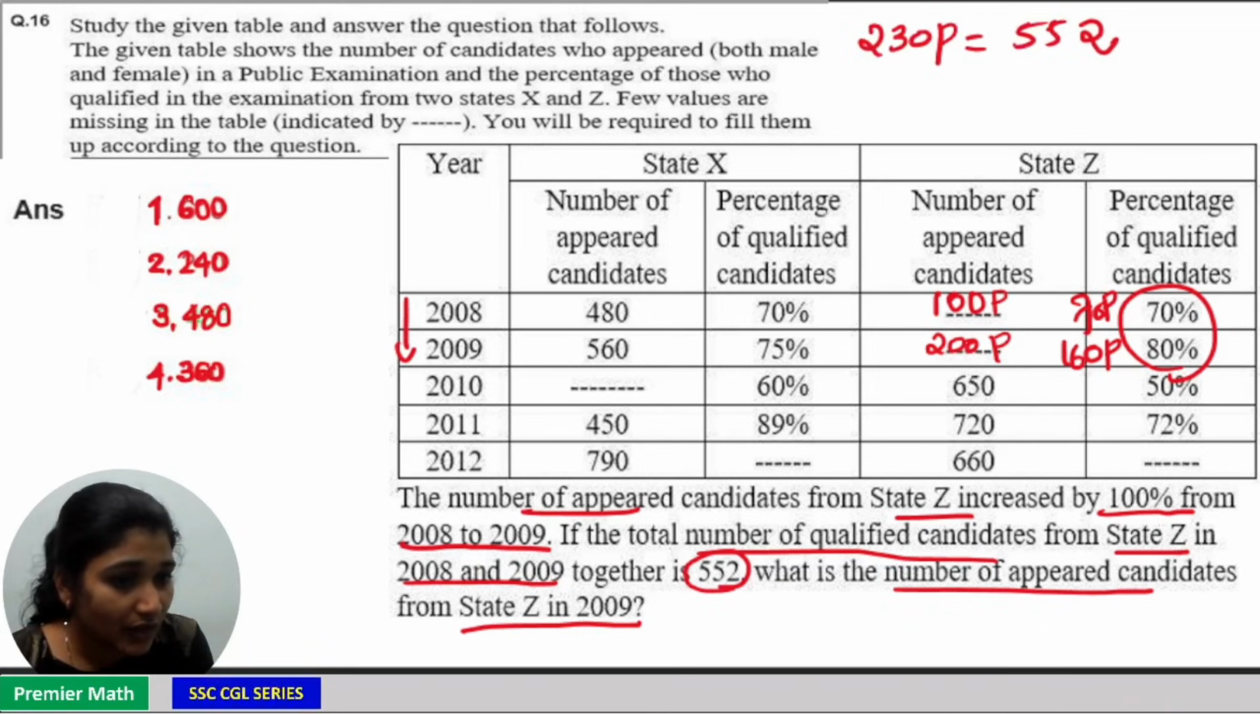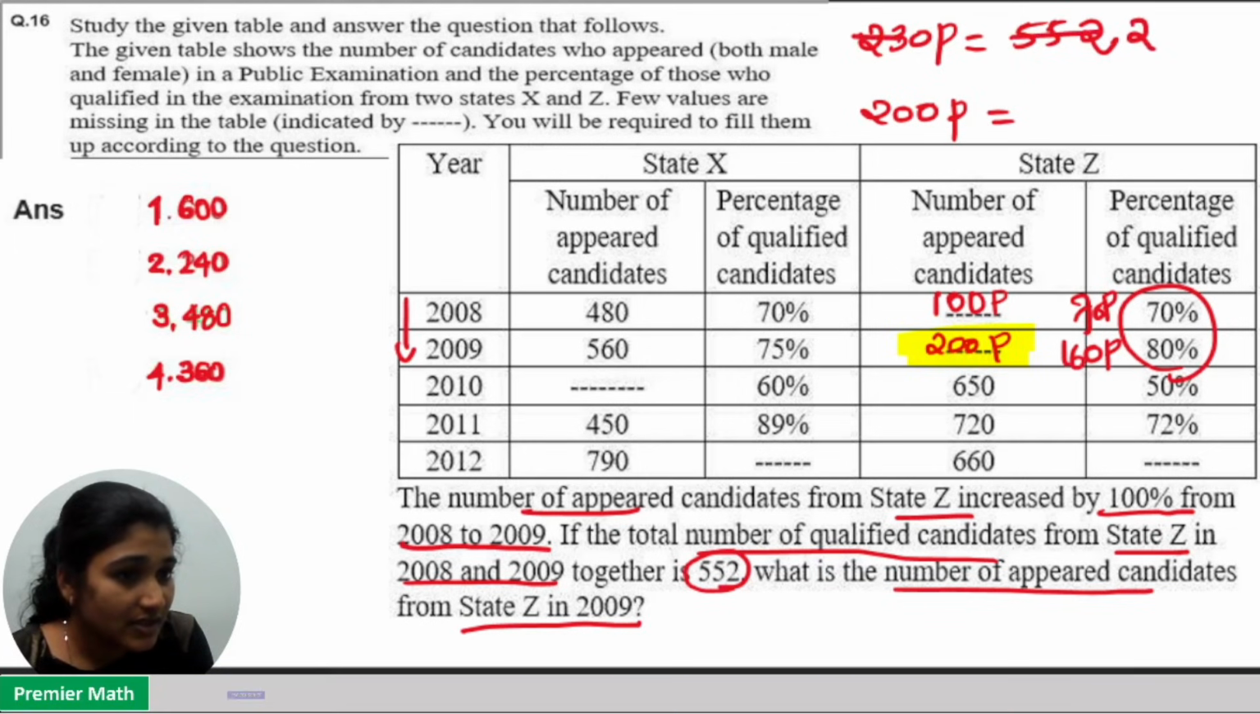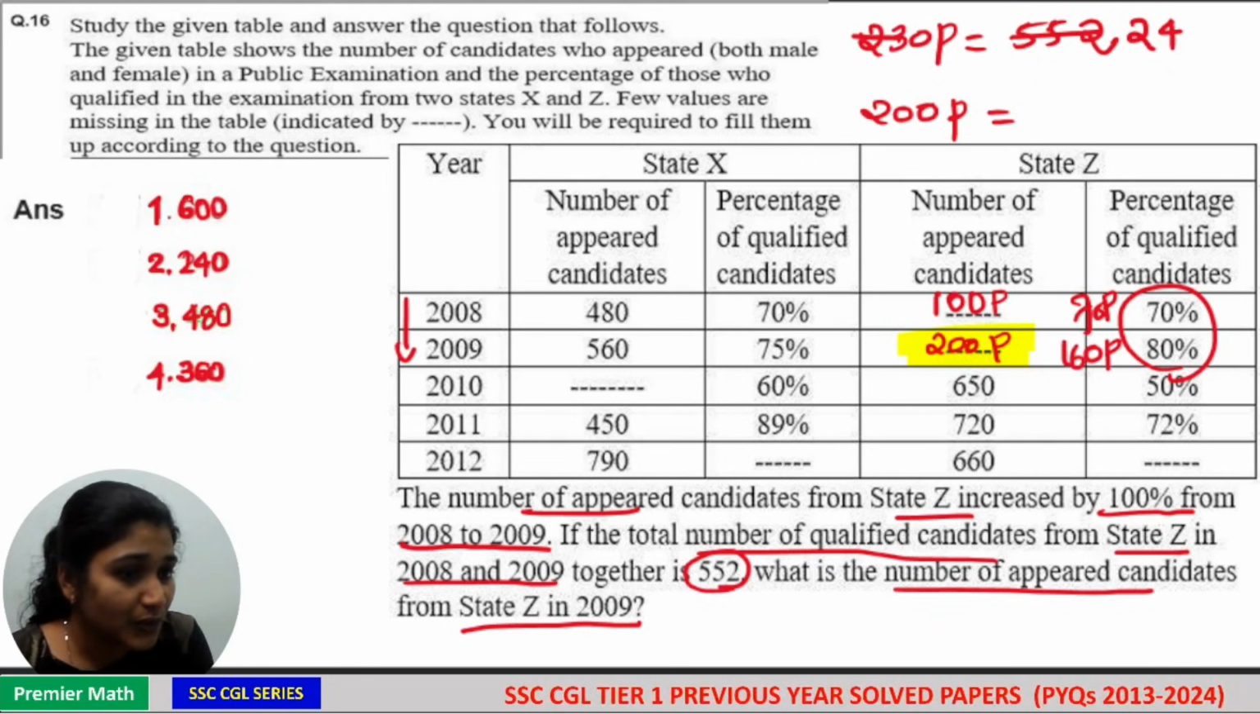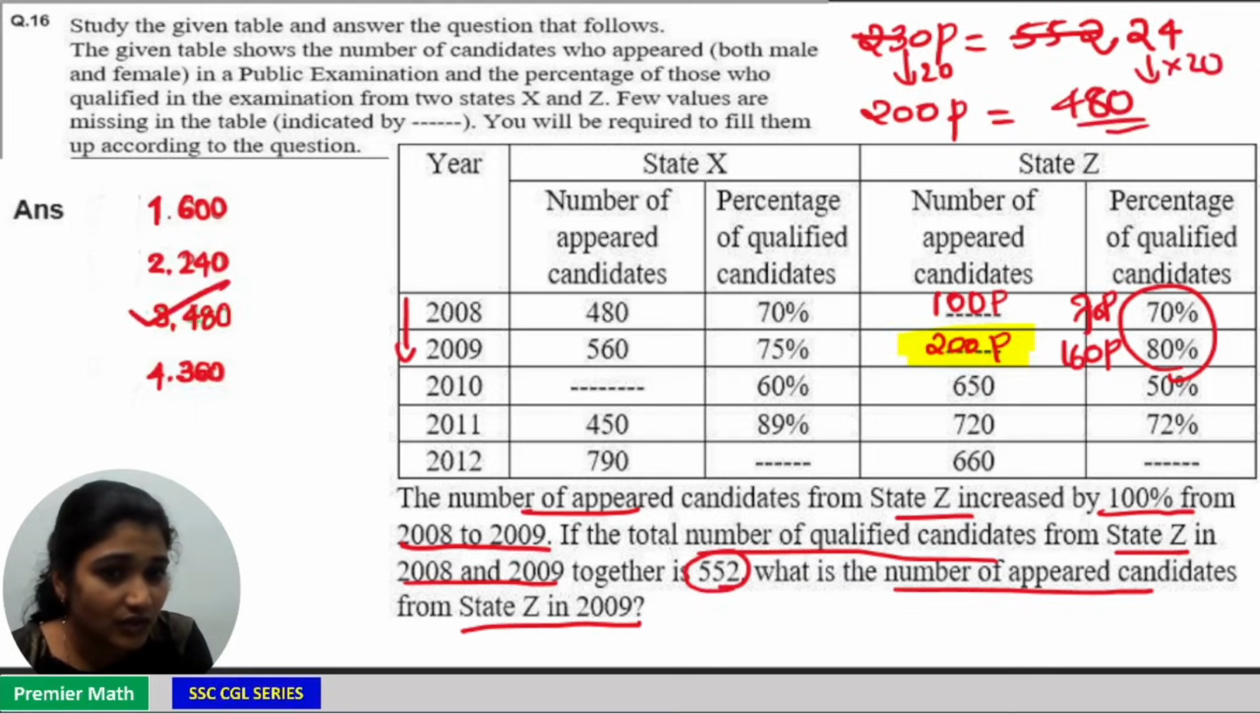Then we have to find out what is the total appeared candidates in 2009, which is 200 part. Here 23 goes 2 times in 46, remaining 92. 23 goes 4 times in 92. So this 10 part is equal to 24, means 10 into 20 is equal to 200 parts. So 24 into 20 is equal to 480 is our answer. Option 3 is your answer.